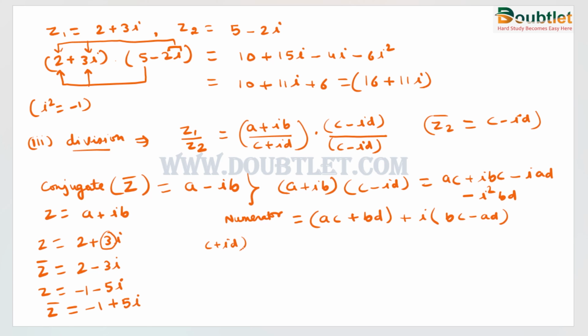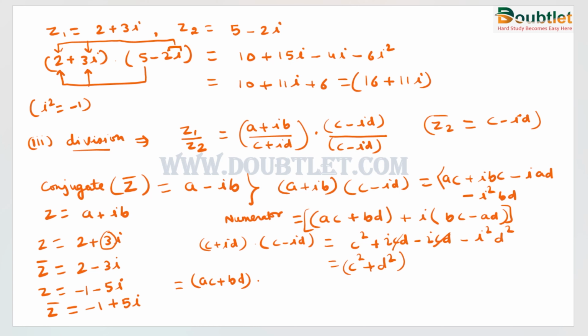For the denominator, we have c plus iota d multiplied by c minus iota d. If we multiply this, it will become c square, then iota cd minus iota cd, and then minus iota square d square. Iota square is minus 1, so it will become plus. We can write this as c square plus d square, because the two iota terms cancel out. So the denominator is c square plus d square. Now we divide the numerator by the denominator: ac plus bd plus iota times bc minus ad, divided by c square plus d square.